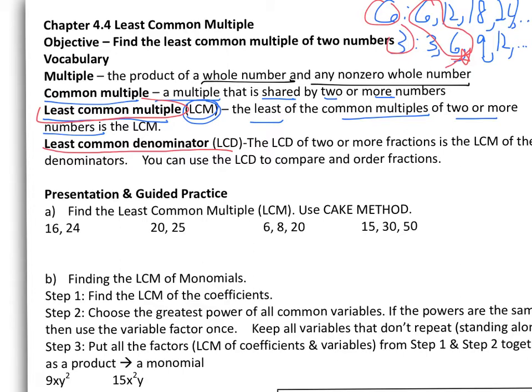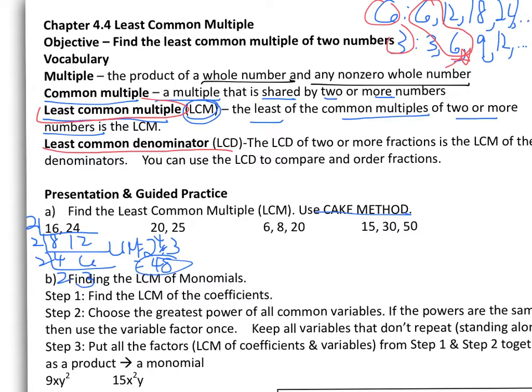Now, I'm going to first show you how to find the LCM using the cake method. So, 16 and 24. We got 2, 8, 12, 2, 4, and 6, and then we got 2, 2, 3. And the LCM would be 2 to the 4th power times 3, which is 48.